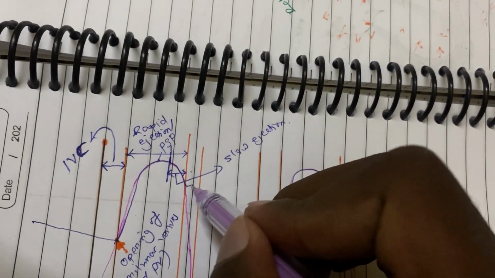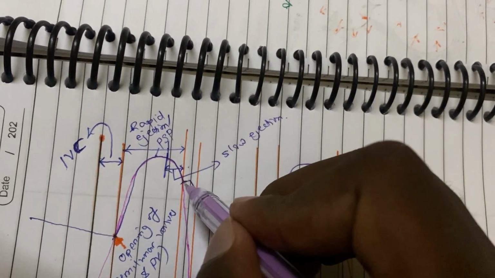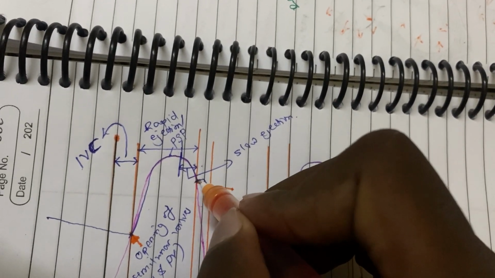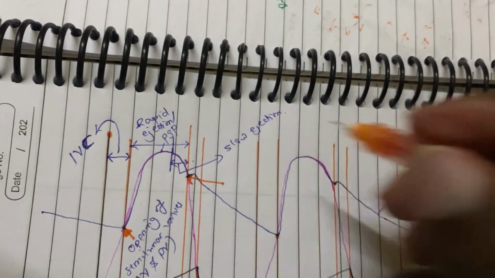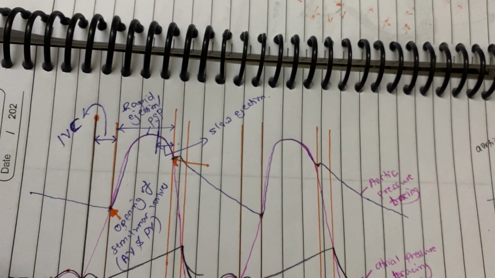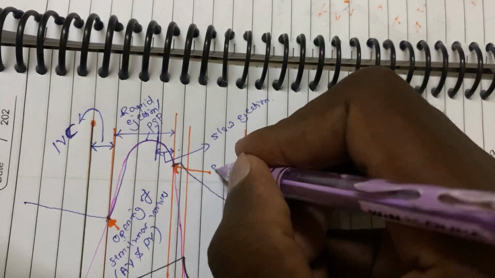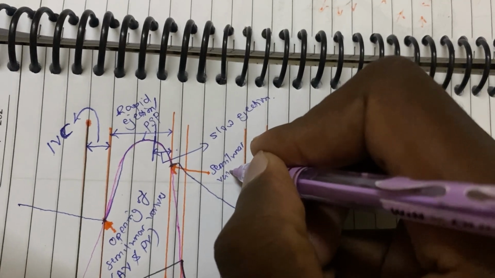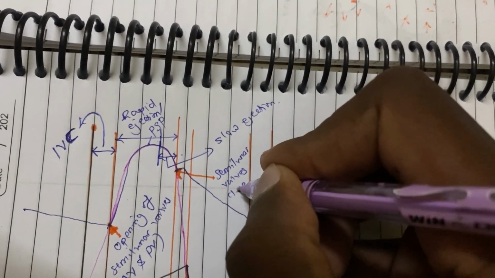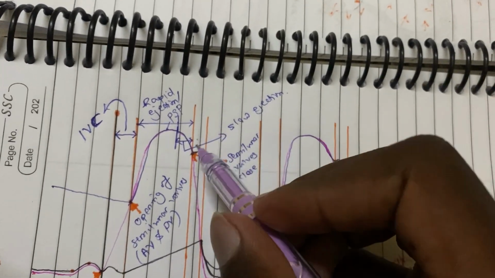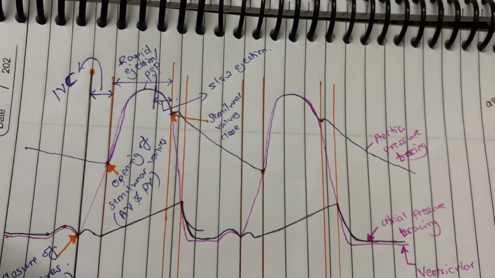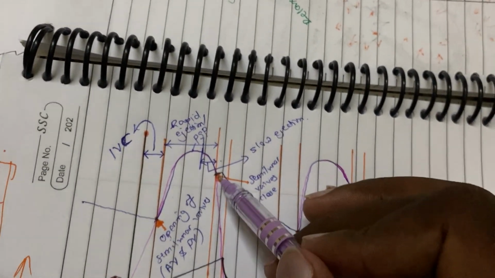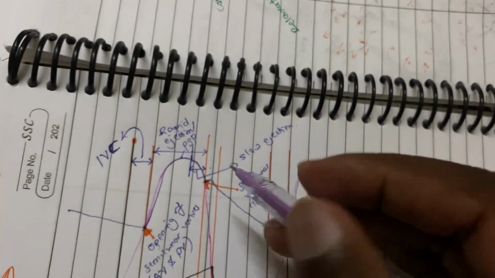So at this point, we gave it a name. This point here, semilunar valves close. Semilunar valves close at this point, the dicrotic notch. Here I called it closure of aortic valve because it's part of the semilunar valves. Semilunar valves close, which creates a dicrotic notch.